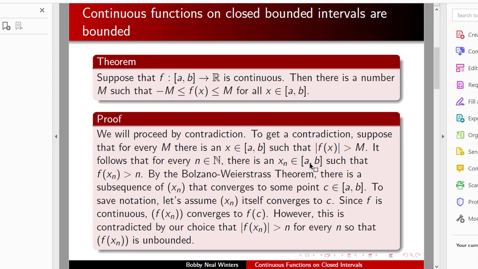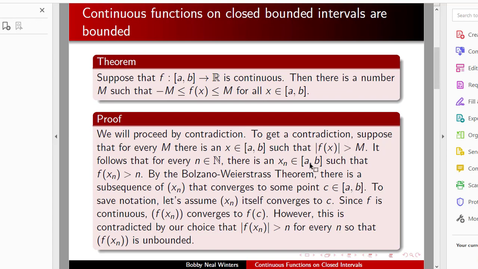So suppose that we have f, a function from the closed interval [a, b] to the real numbers R, is continuous. Then there is a number M such that negative M is less than or equal to f of x is less than or equal to capital M for all x an element of the closed interval [a, b]. Okay. To prove this, we will proceed by contradiction.